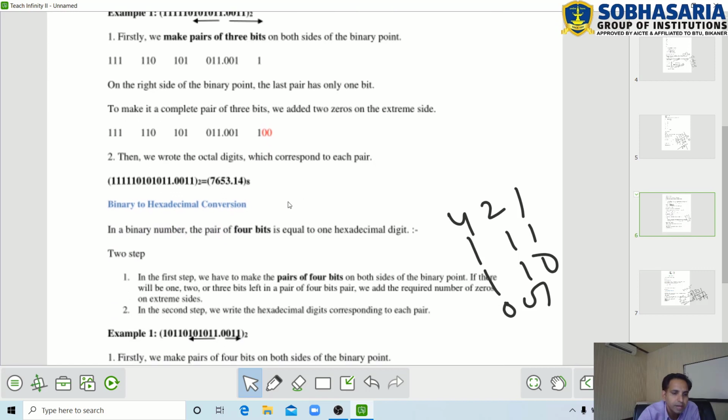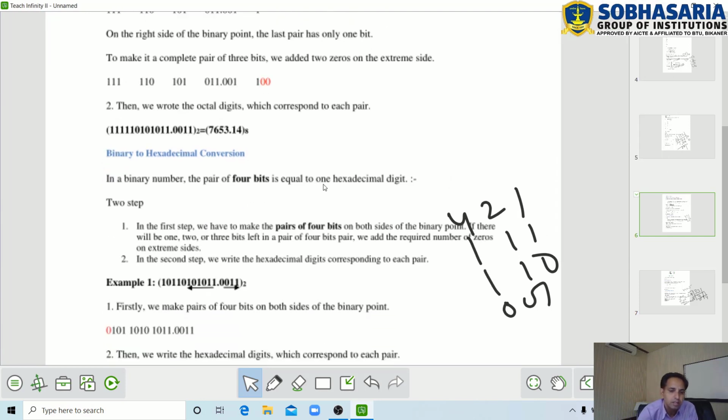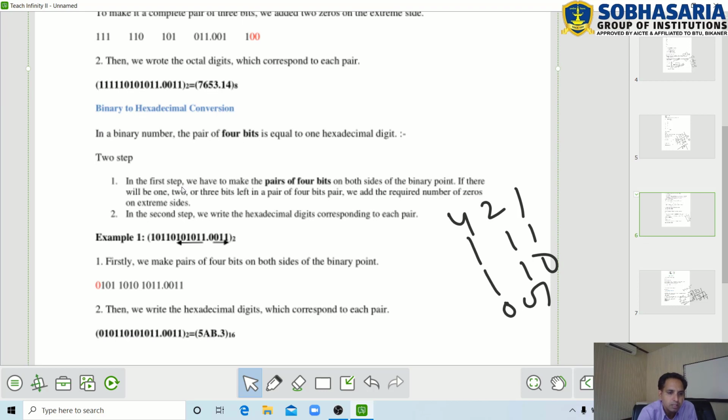Next is binary to hexadecimal. It is the same procedure as for octal. Here we make groups of 4 bits, as previously we made groups of 3 bits. Same procedure. In step one, we make groups of 4 bits. In the second step, we write the hexadecimal digit corresponding to each group. So, for this example, we make groups of 4 bits: 1101, 1101, that is one group.